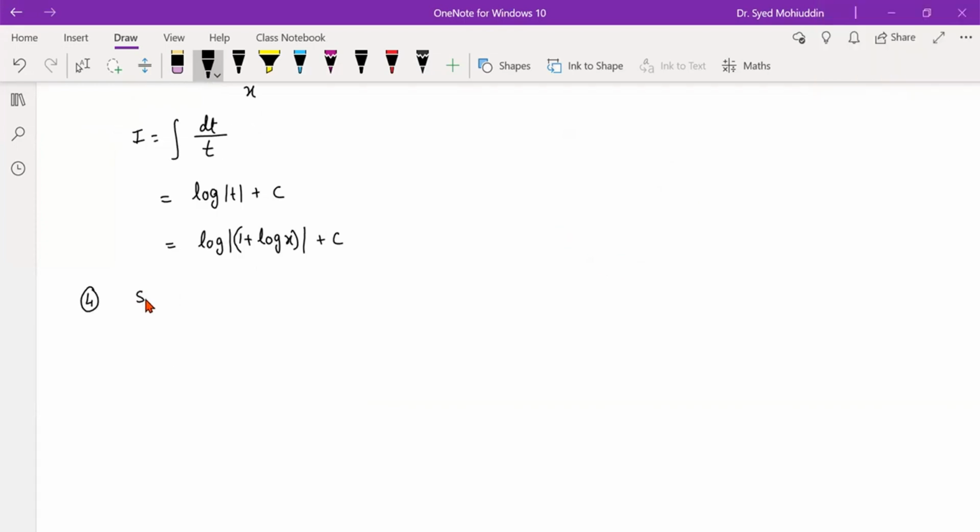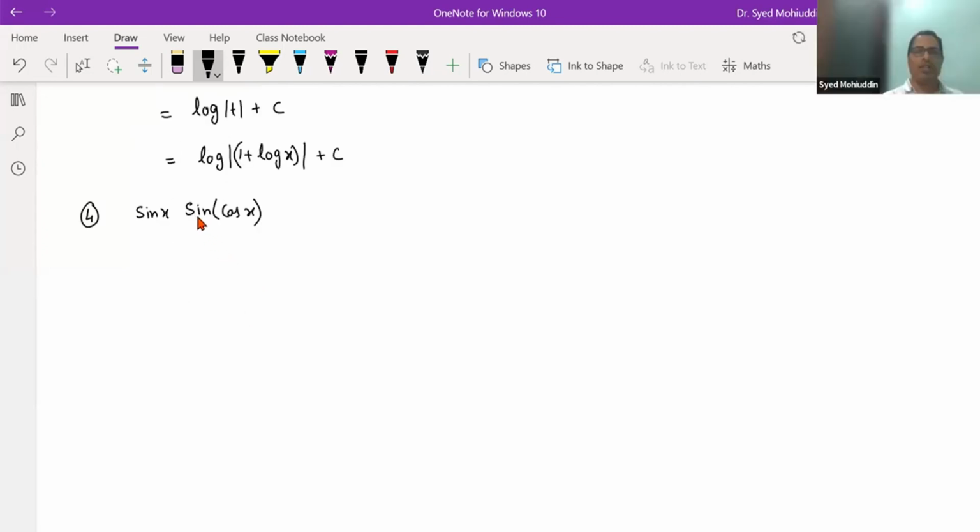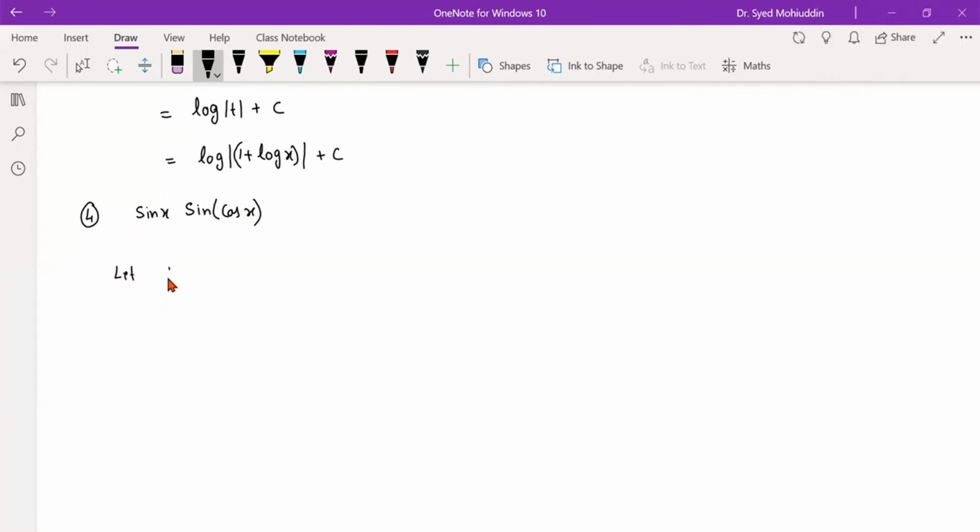Sin x into sine of cos x. Sin x into sine of cos x. So you can see that this value here, sine of cos x. Suppose if I am taking this value, cos x to be some t, then its differentiation will be what? Minus of sine. So therefore, let us rewrite this one. We try to integrate it. So let us say I is equal to integral of.